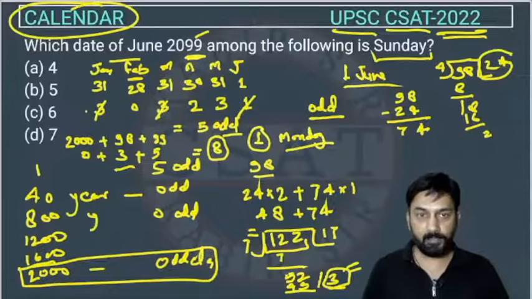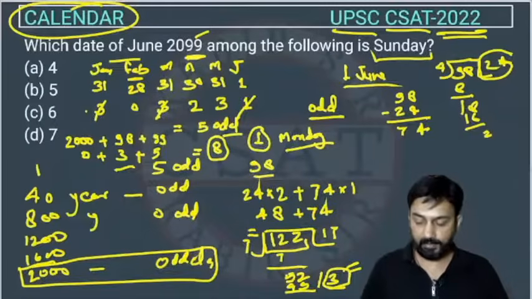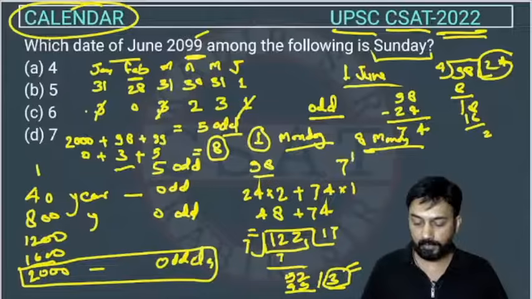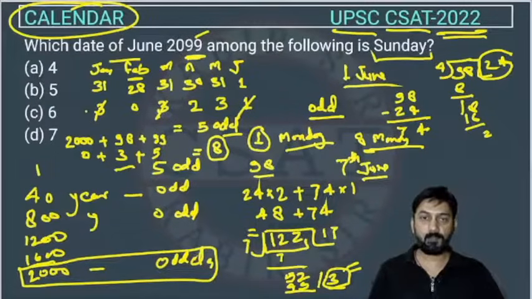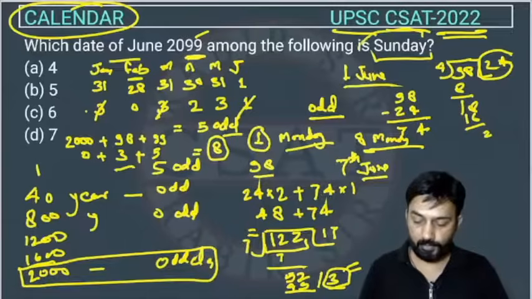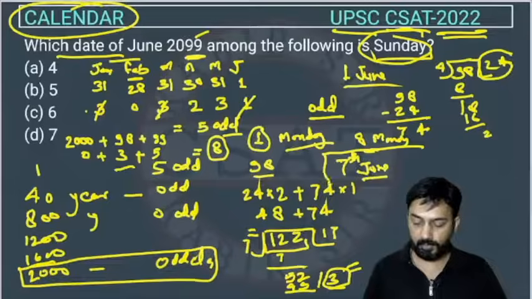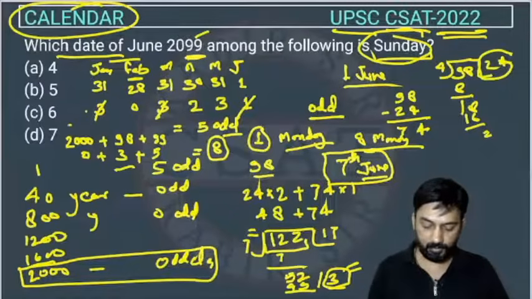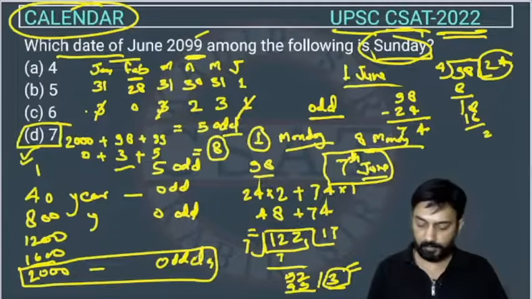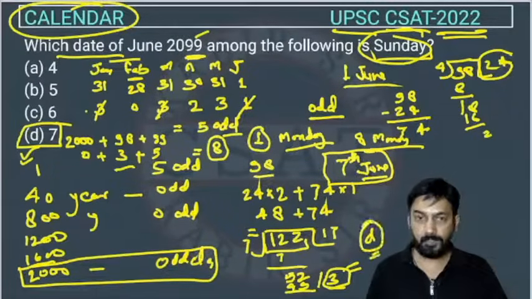So the next Monday will come plus 7, right? So this will come on the 8th. There will be again Monday. Then the Sunday will be before this Monday, that is on the 7th. So on 7th June there will be the first Sunday, right? The question is asking for the first Sunday, so on which date? On the 7th June. So the answer is option D. So this is the answer, right?